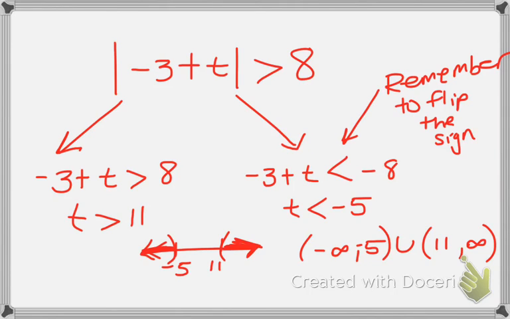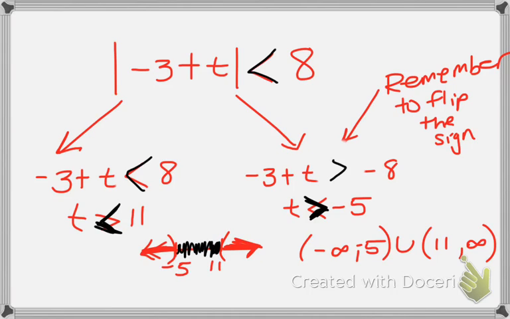So if we would have flipped the signs, so if my original would have started out as a less than, this would have been a less than. I guess I should do this in a different color so we can see the difference. This would have been a less than, this would have been a less than, this sign would have turned to a greater than, so then this would have been greater than, this would have been less than, then we would have had everything in between, so then it would have just been negative 5, comma 11 with parentheses.